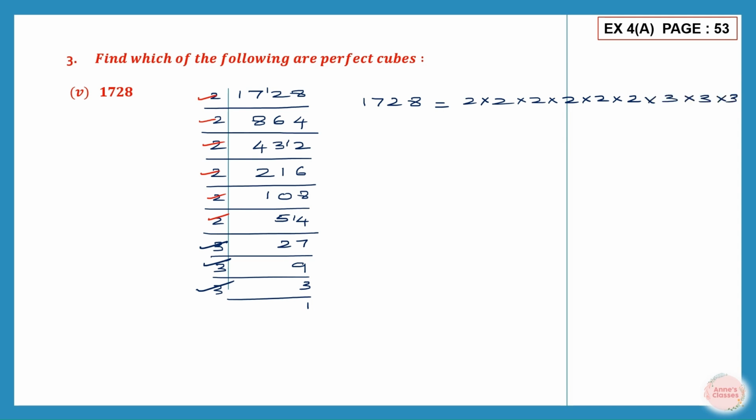Now let's put them into groups of 3, to make triplets. 1, 2, 3. We've got 3 triplets there. There is no number left by itself. That means 1728 is a perfect cube. So let's write our answer. 1728 is a perfect cube.